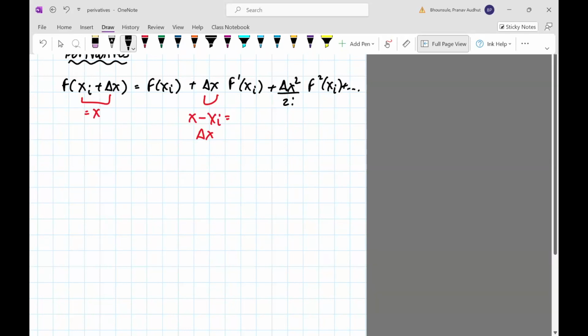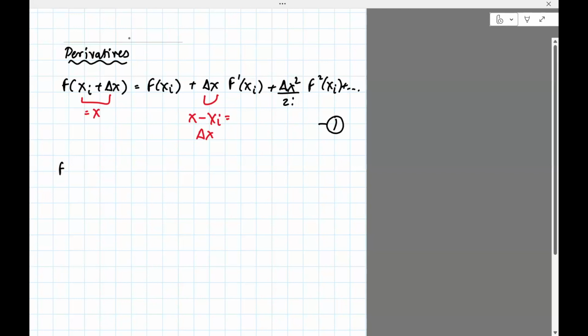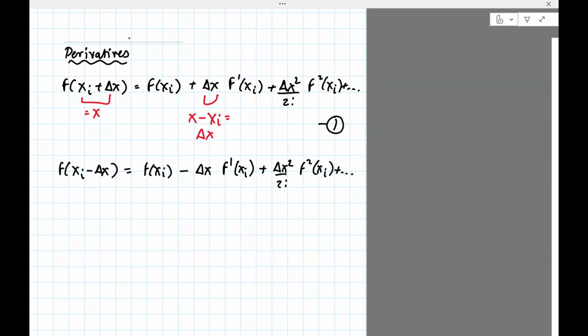Okay, so let's call this equation 1. I can also write f of x i minus delta x as f of x i minus delta x f1 x i plus delta x squared over 2 factorial f2 x i, plus so on. So note that there's a negative sign here because I'm going in the negative direction from x i. Okay, so let's call that equation 2.